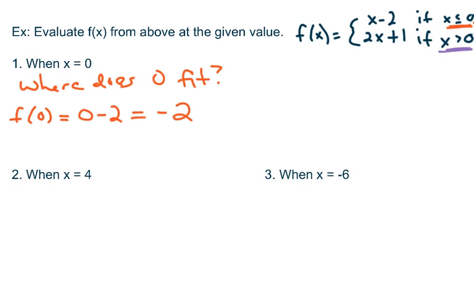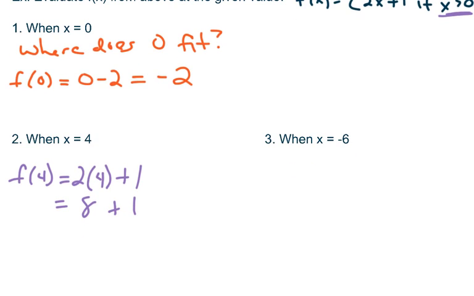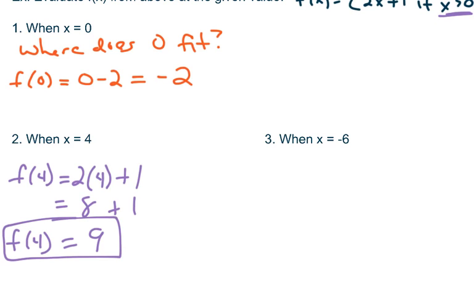Let's try a couple more. When x equals 4, okay, this time 4 is greater than 0, so we're going to use the bottom function. So f of 4 is equal to 2 times my x value, which is 4, plus 1. So 2 times 4 is 8, plus 1, and then obviously 8 plus 1 is 9. So we can say that f of 4 is equal to 9.